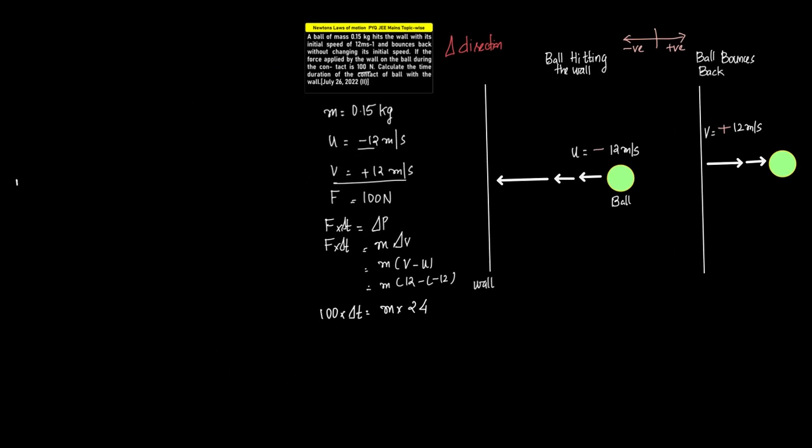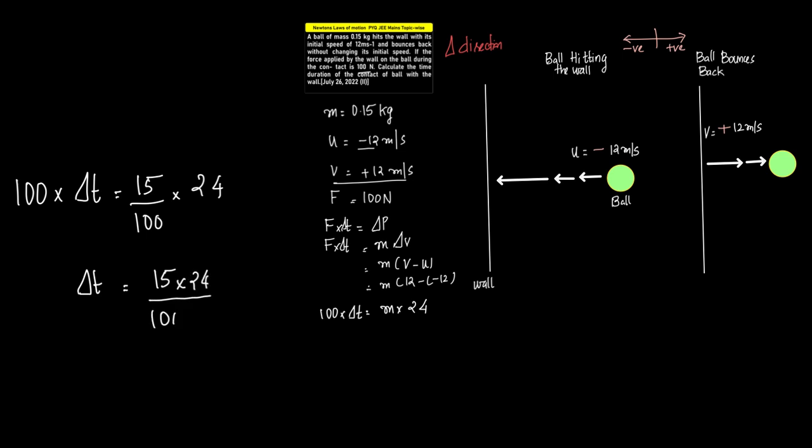So now what we have is 100 into delta t is equal to m into, what is m? M is 0.15. I'll write it as 15 by 100. So it's 15 by 100 into delta v is 24. So this is 24. So what is the value of delta t? So delta t now is equal to 15 into 24 the whole upon 100 into 100. This is equal to, what is 15 into 24?